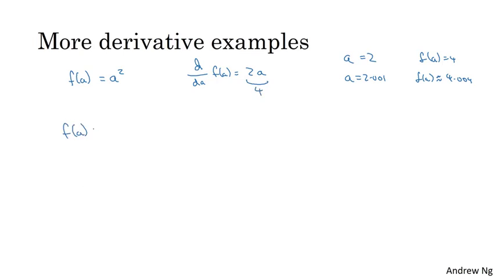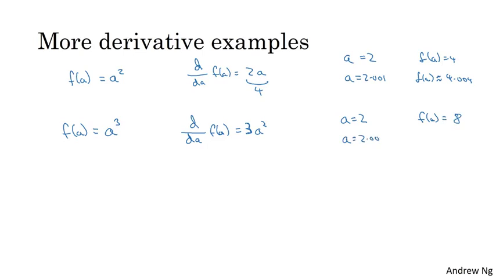Let's say instead that f of a is equal to a cubed. If you go to a calculus textbook and look up the table of formulas, you see that the slope of this function, again, the derivative of this function, is equal to 3a squared. So you can get this formula out of a calculus textbook. The way to interpret this is as follows. Let's take a equals 2 as an example again. So f of a, or a cubed, is equal to 8. That's 2 to the power 3.